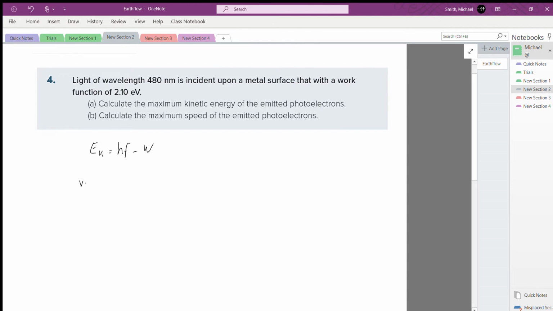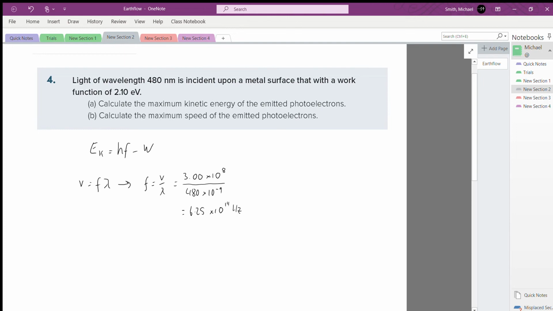We have the wave equation, which is v equals f lambda. Therefore, f equals v on lambda, which is 3 times 10 to the power of 8, all divided by 480 nanometers, so times 10 to the minus 9. Put that into our calculator, and we get 6.25 times 10 to the power of 14 hertz.